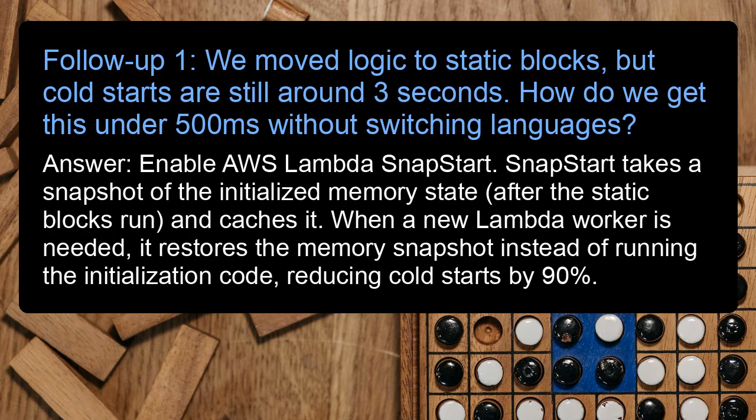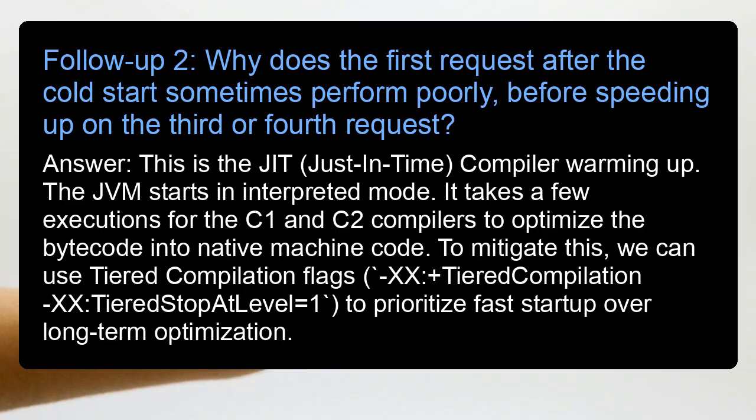SnapStart takes a snapshot of the initialized memory state after the static blocks run and caches it. When a new Lambda worker is needed, it restores the memory snapshot instead of running the initialization code, reducing cold starts by 90%.